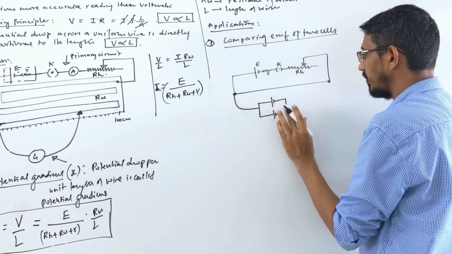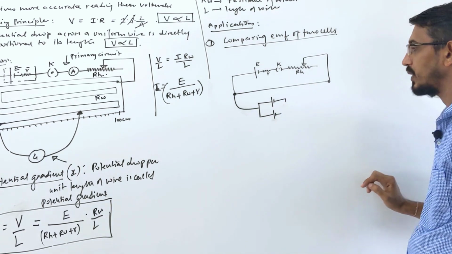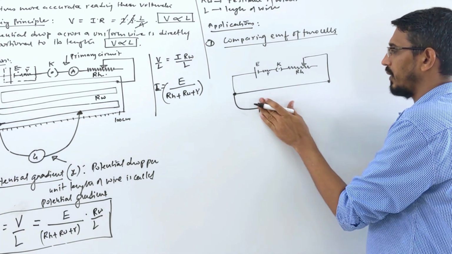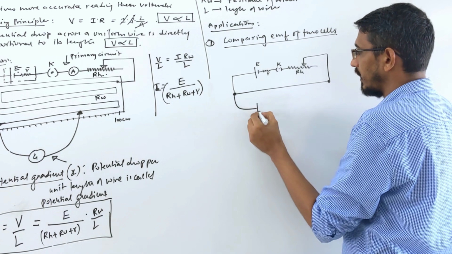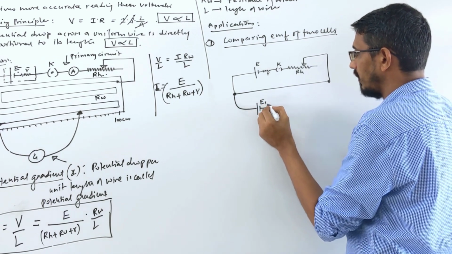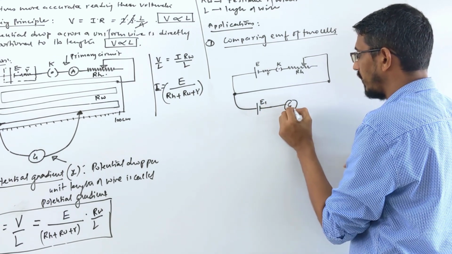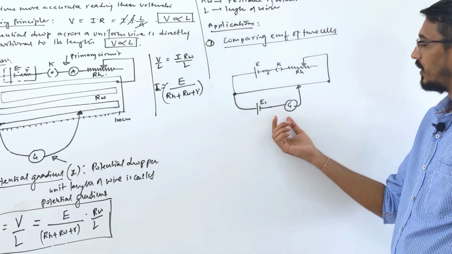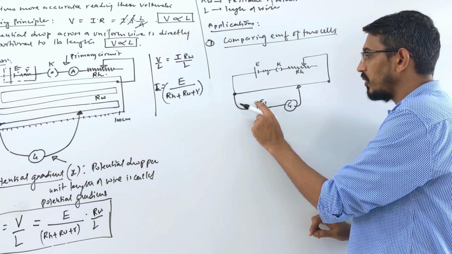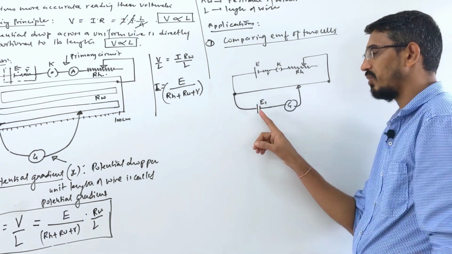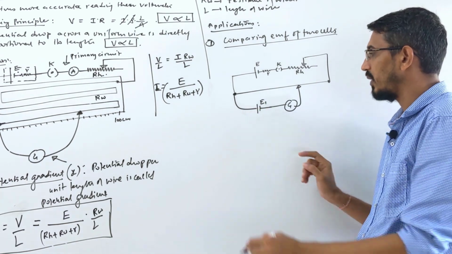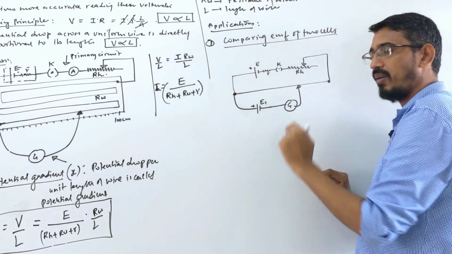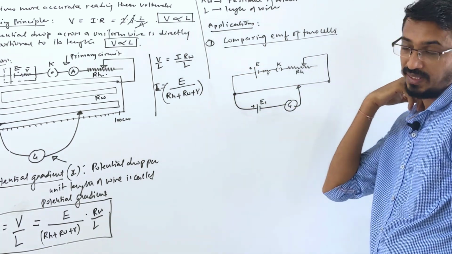Then there is something called a two-way key, or you can connect one. Simple, let me tell you what you do. You connect a cell of EMF E1 here, connect it through a galvanometer, use a jockey and find the balancing length. Watch carefully. It is also important to see the direction of this cell. The positive terminal of the cell should be connected to the positive terminal of the battery, then only you can balance here. Otherwise you cannot balance, keep in mind.